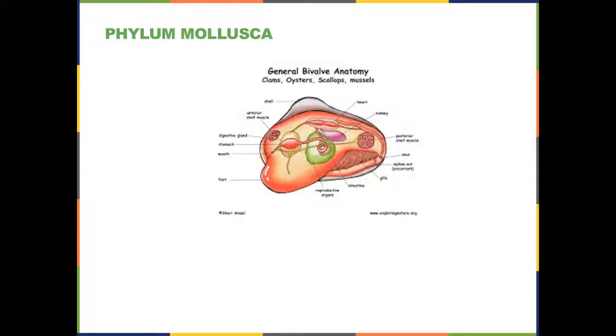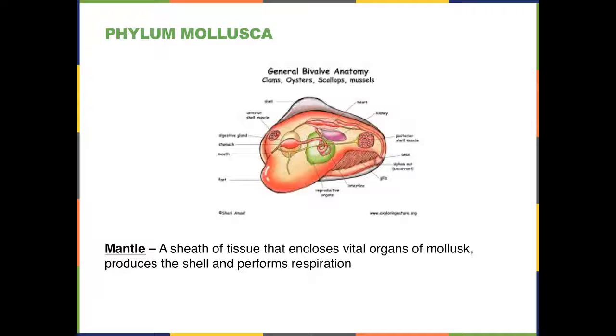Now we're going to finish up by talking about the phylum Mollusca. The phylum Mollusca you're aware of because you know about clams, oysters, scallops, and mussels. And all of those are part of the phylum Mollusca. This phylum is characterized by several things.